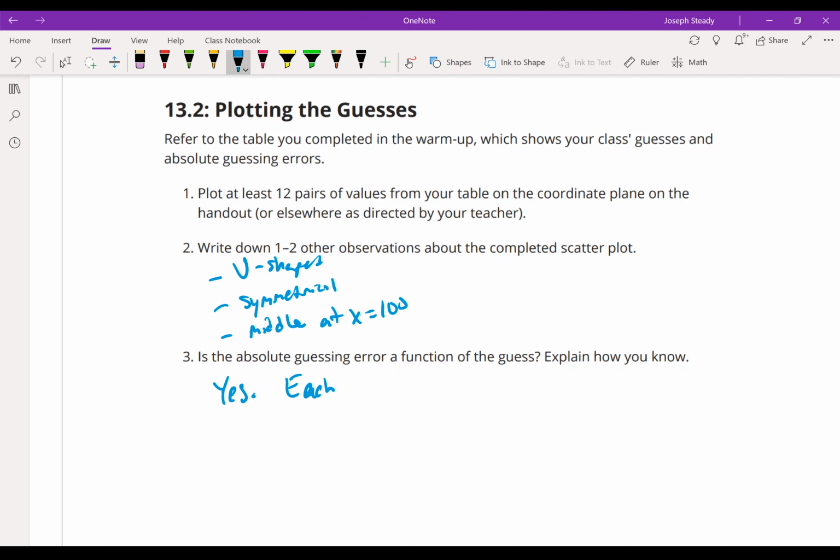Each input, which is the guesses, has exactly one output, which is the error. How far away was it? And that's pretty much what makes something a function by definition, is that each input has exactly one output.